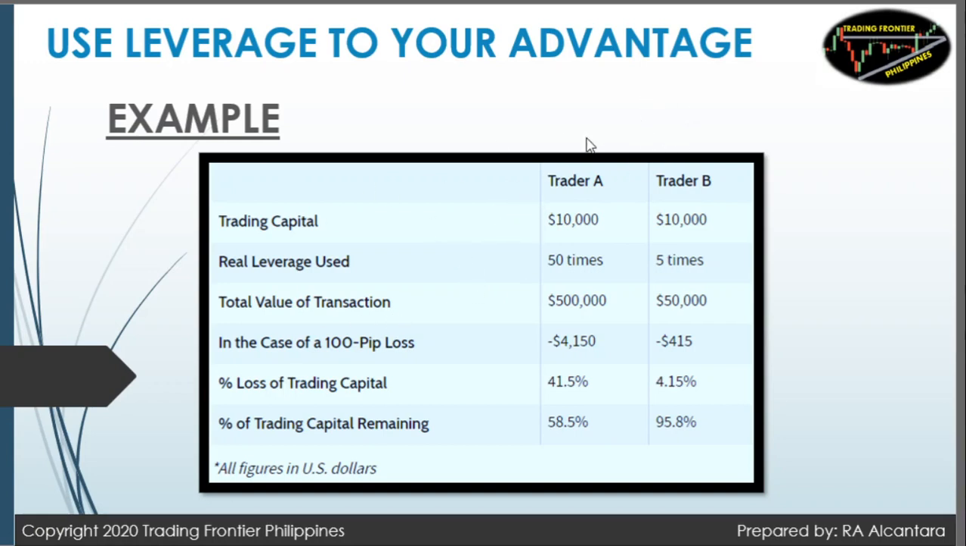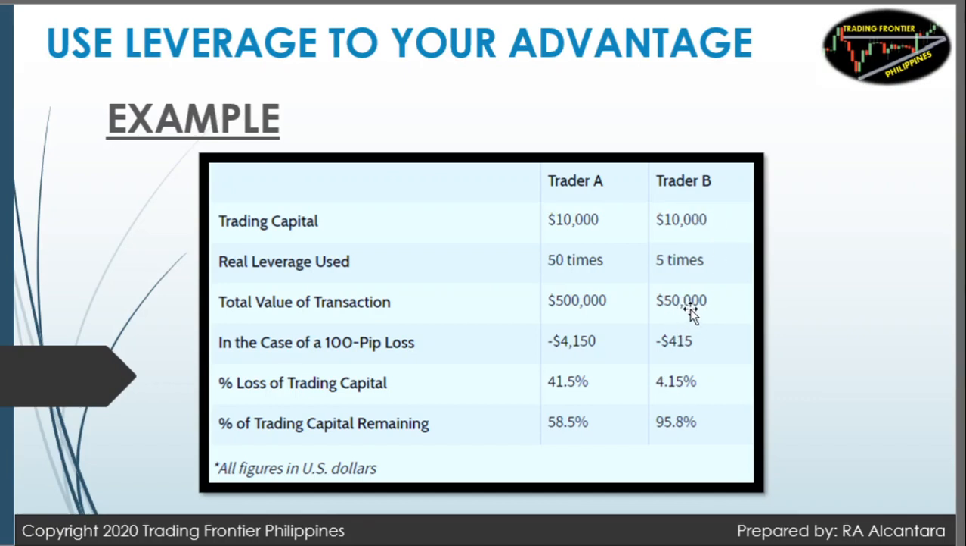In the case of a 100 pip loss, for trader A, he or she loses what? $4,150, because he or she used 1:50 leverage, or 50 times his or her trading capital. For trader B, on the other hand, he or she only loses what? $415, as compared to trader A's $4,150, because he or she used only 1:5 leverage, or 5 times his or her trading capital.